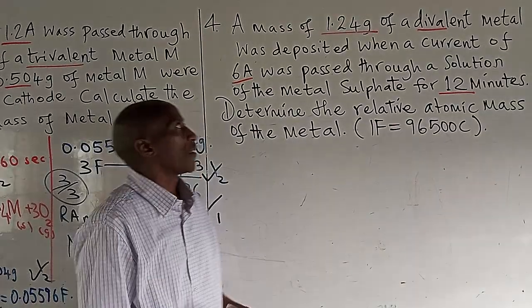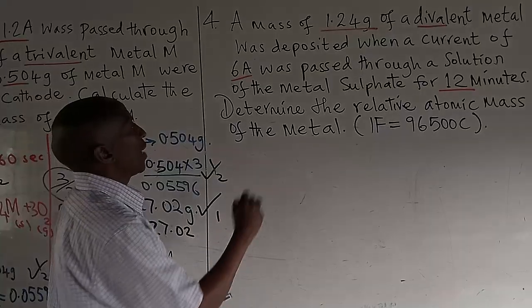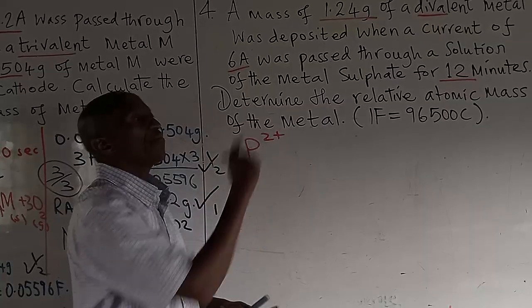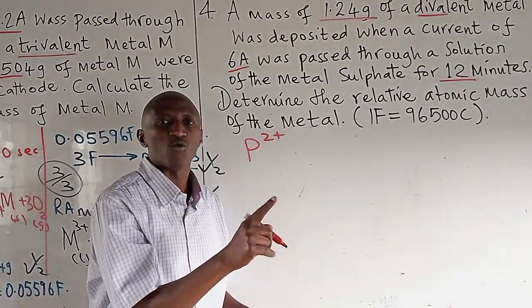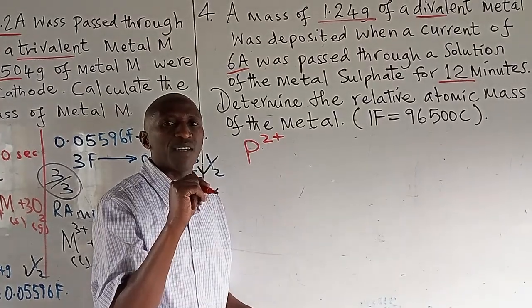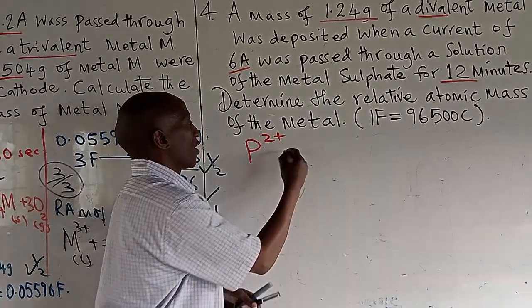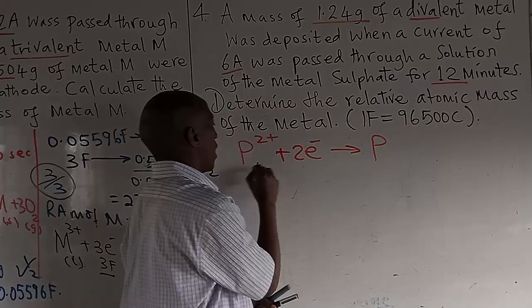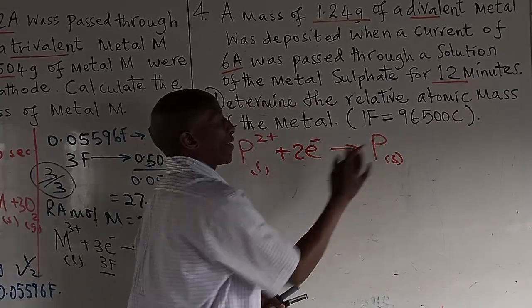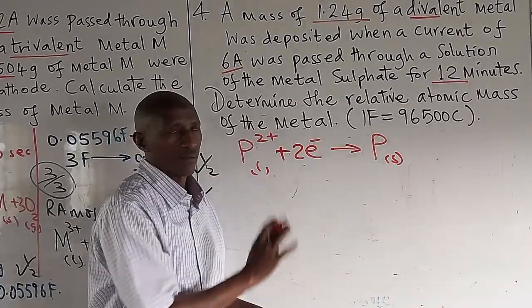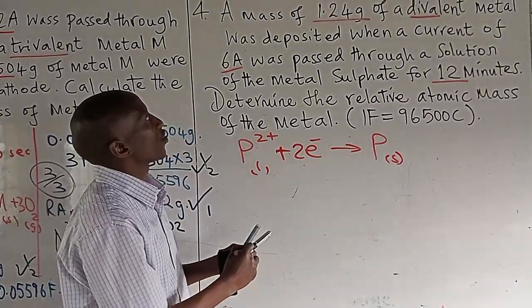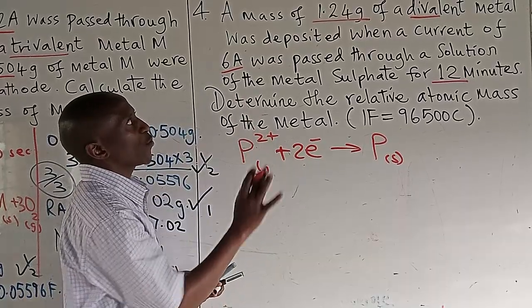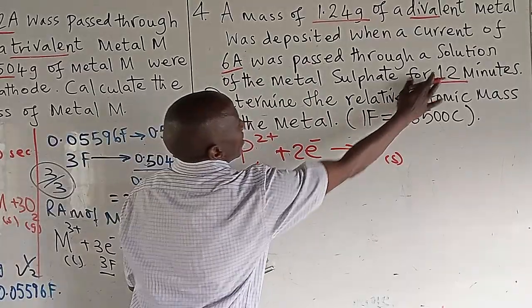Now, let's get moving. We may give this metal the symbol P. So, being divalent means it has a charge of 2. The previous question was trivalent. So, it requires 2 moles of electrons to be able to deposit 1 mole of the metal P. Now, let's feed in the values. We had the quantity that was deposited, 1.24, when this happened.